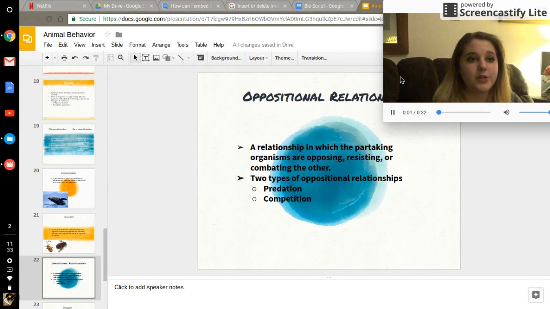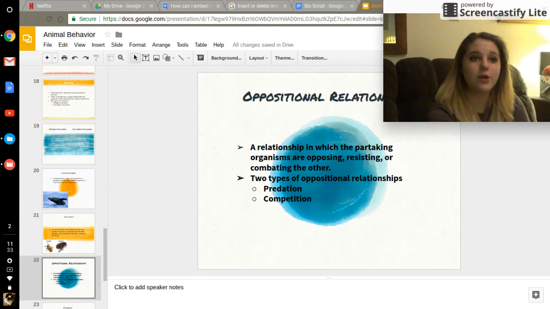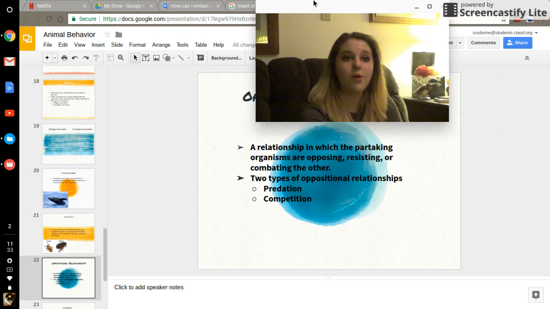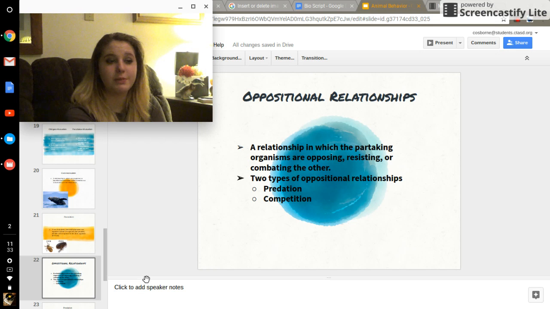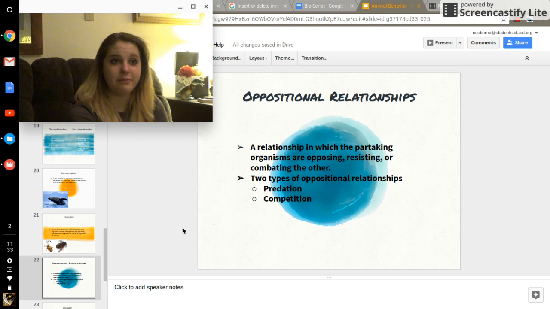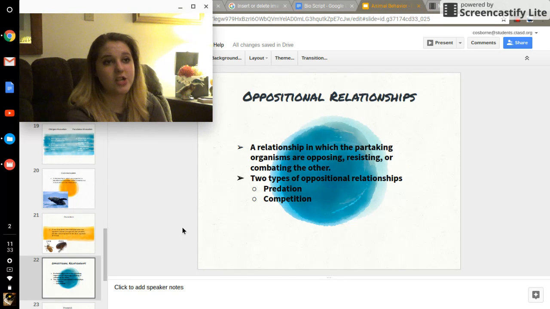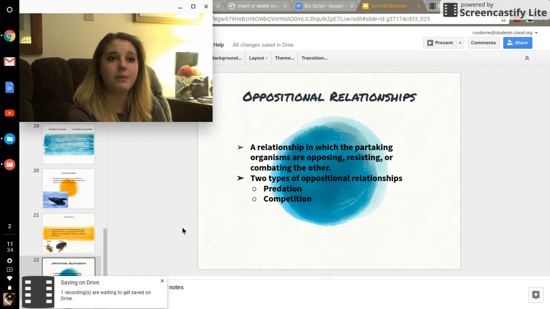An oppositional relationship is a relationship in which the partaking organisms are opposing, resisting, or combating the other. There are two kinds of oppositional relationships: predation and competition. Competition is an interaction between organisms or species in which both the organisms or species are harmed. Limited supply of at least one resource, such as food, water, or territory, used by both can be a factor. The animals compete against one another, survival of the fittest, if you will.